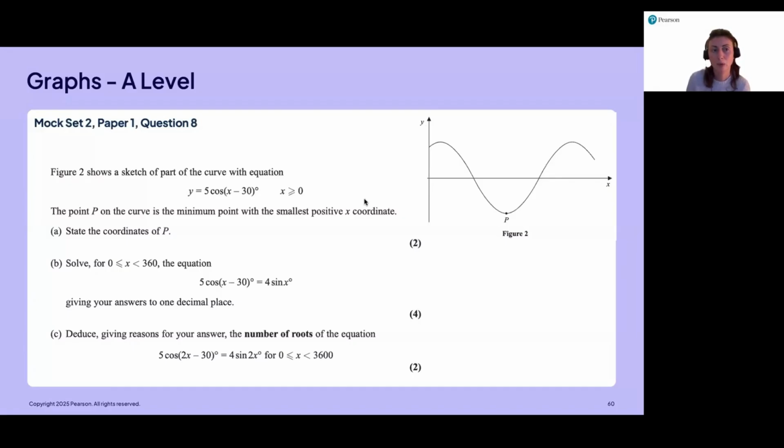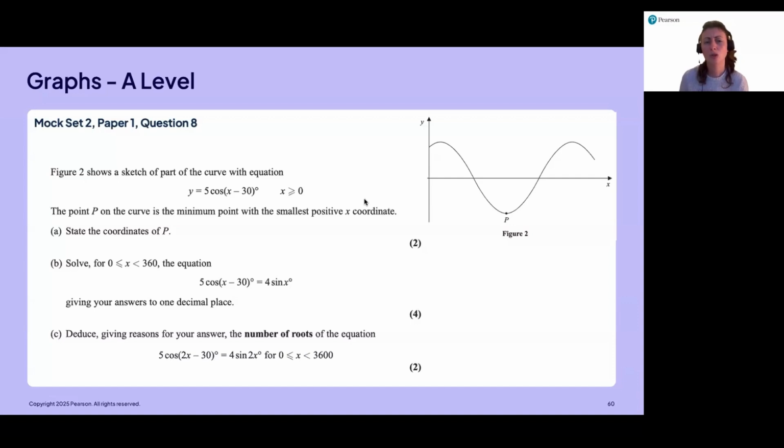Here we have mock set 2, paper 1, question 8. We've got a cos graph this time. And again, I just wanted to give you another example of why it's good that your students have seen the graphs before they go into the exam, so that they can do things like identify where P is, which is a minimum.